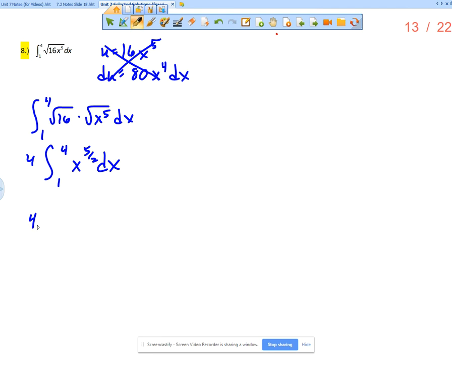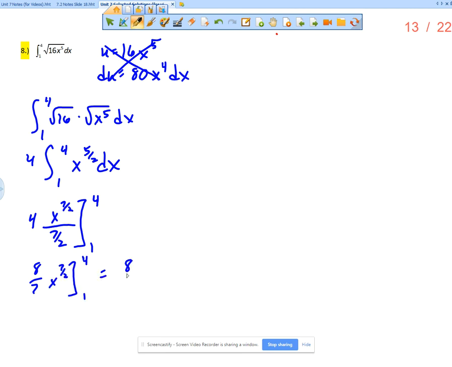So I have the 4 on the outside. Now the integral of x to the 5 halves. Remember, we add 1 to the power, so x to the 7 halves divided by 7 halves, and then we evaluate from 1 to 4. Now simplify a little bit. Dividing by 7 halves is like multiplying by 2 sevenths, and so 4 times 2 sevenths is 8 sevenths times x to the 7 halves from 1 to 4.